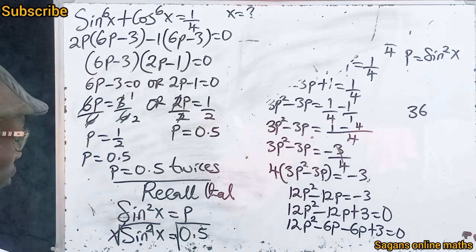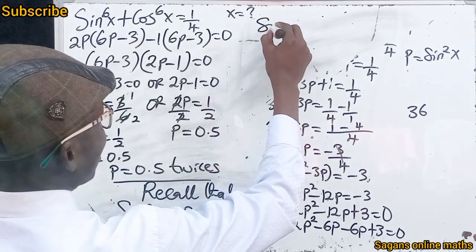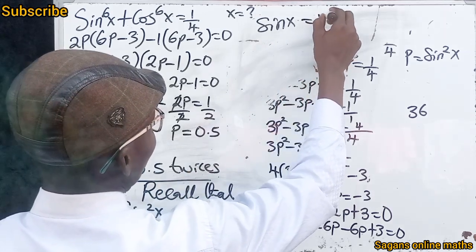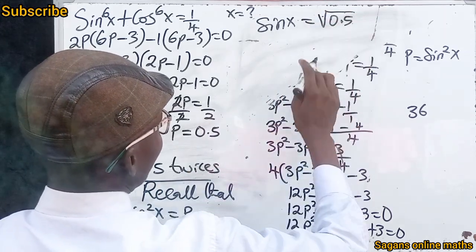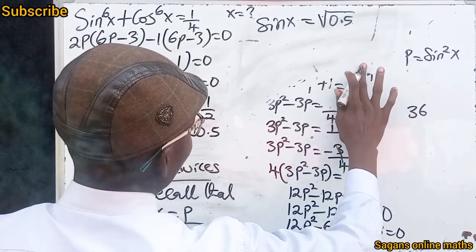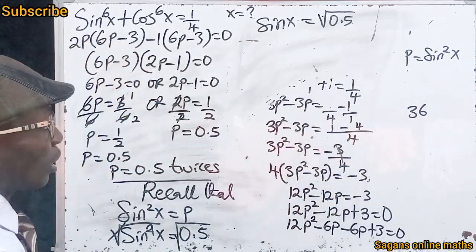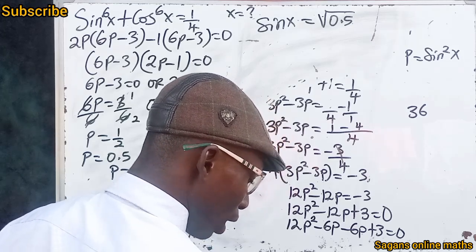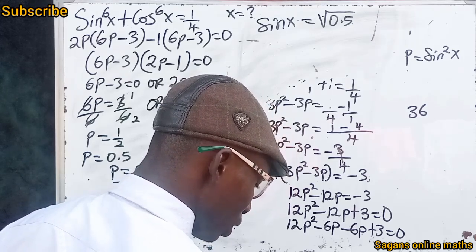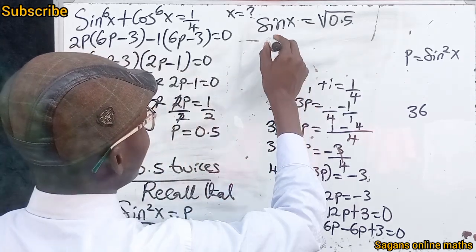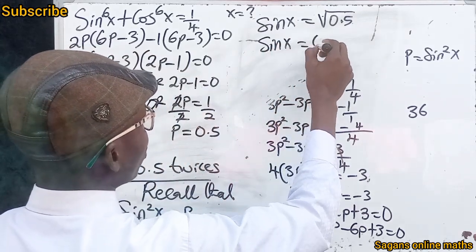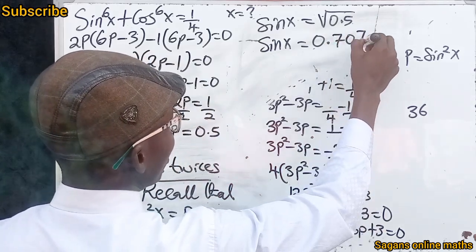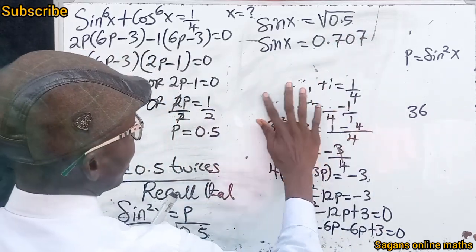Now this will become sine S, because the square and square root cancel out, equals the square root of 0.5. Now, what is the square root of 0.5? Let me use my calculator to check. The square root of 0.5 gives us 0.707 at 3 decimal places. But that is good.